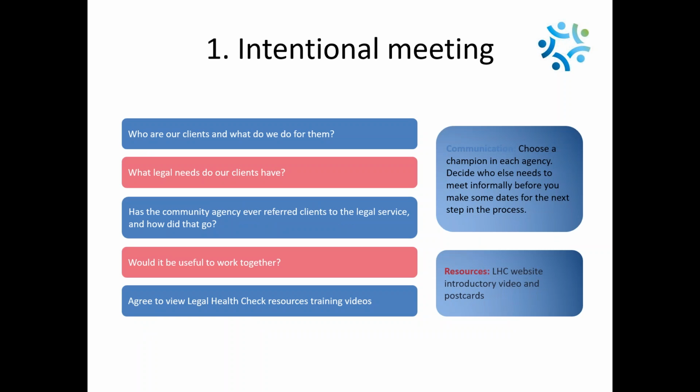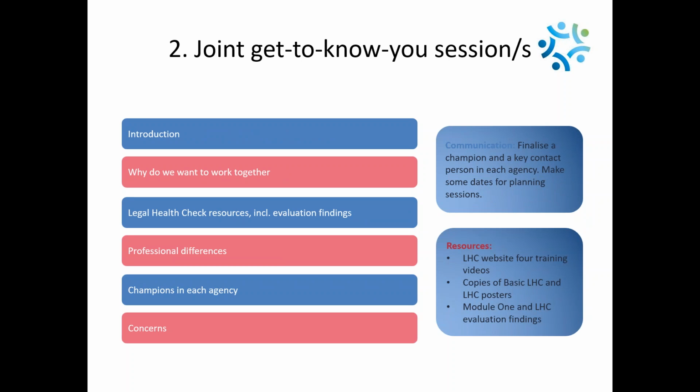So we've tried to give you some things that you might look at and use when you intentionally meet. Again, that's not just one meeting. It might be a series of meetings. It might start with a cup of coffee. It might be where you're at some network meeting, and it grows from there. But these are the things that eventually you need to have talked about before you decide that a legal health check pathway is for you. And then you have a whole lot of get to know you sessions.